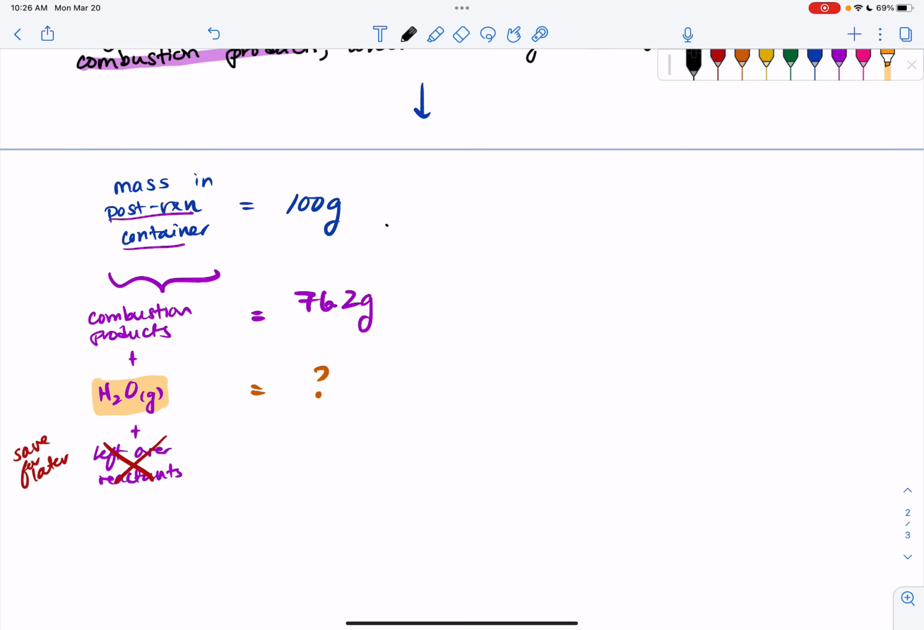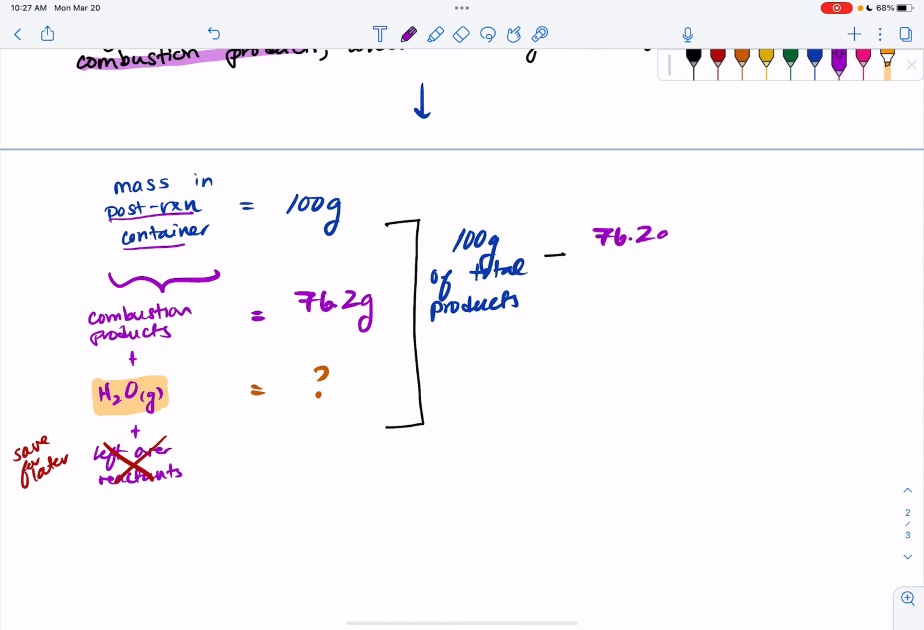So I'm going to restate this by saying that my 100 grams of total products minus the 76.2 grams of, let's go ahead and call them non-water products, has to be equal to the mass of water products. So let's see here, that would be 23.8. Someone please tell me later if I get that wrong. Grams, that makes the difference, and that difference is going to be the mass of water.